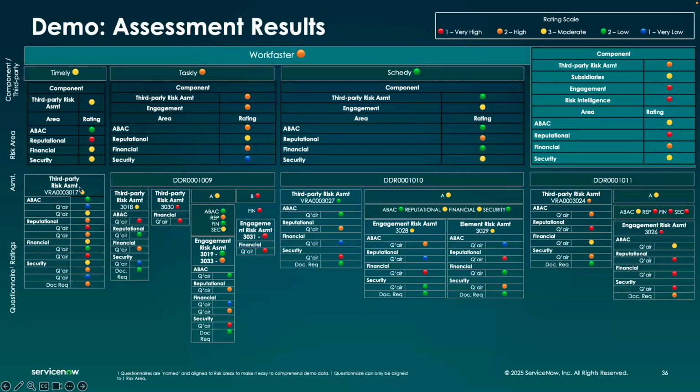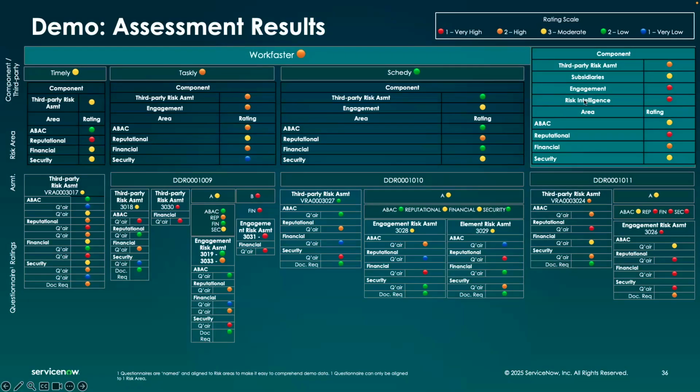For taskly, we focused on an engagement. So we reviewed the engagement level risk assessments. And for schedule, we focused on the engagement level as well. We reviewed the engagement risk assessments and element risk assessments. And then finally, we computed how all of these risk ratings are derived for timely, for taskly, and for schedule, and ultimately for work faster, considering all of these components.